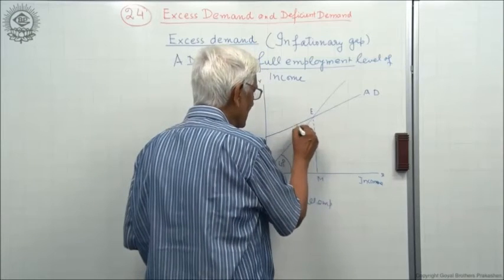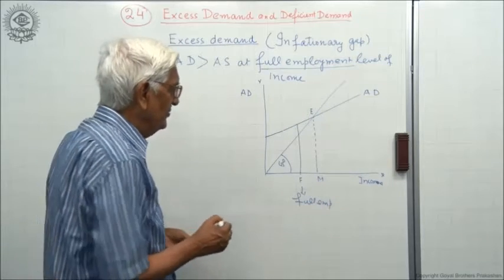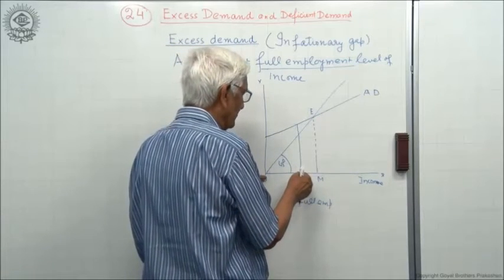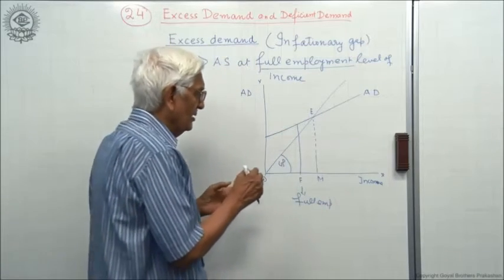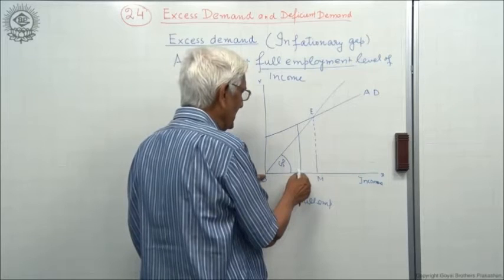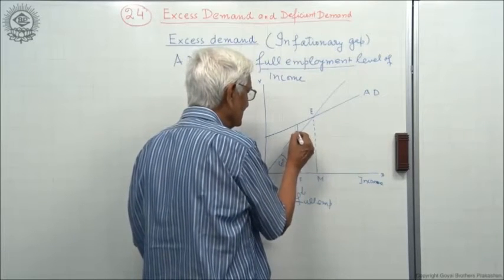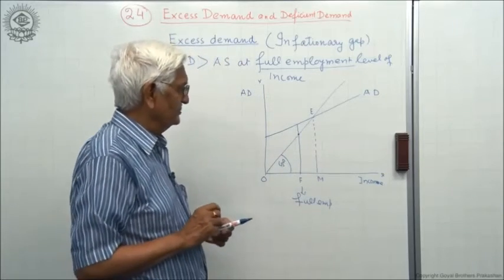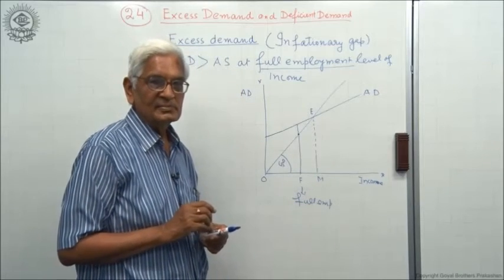Now at this, what do we find? We find that aggregate supply is OF. This aggregate supply will be equal to aggregate demand at this point. इस पॉइंट पर ये दोनों बराबर होंगे. अगर एग्रीगेट डिमांड इतना ही होता तो there was no problem.